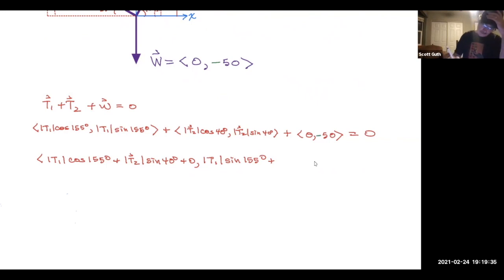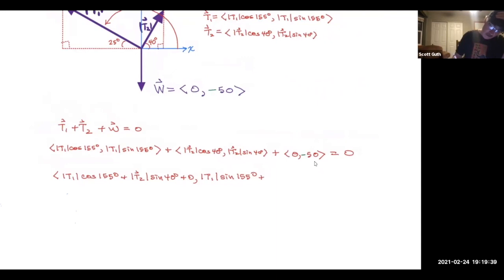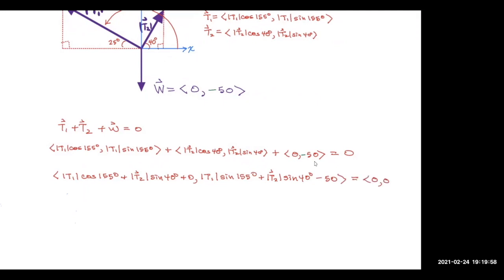Okay, so then what we need to do is keep going. So we got the magnitude of T2 sine 40. But now this one's going to have minus 50. Okay, and then this is equal to 0, 0. Professor? Yep. T1's x direction is going negative. Shouldn't the x be negative, or?